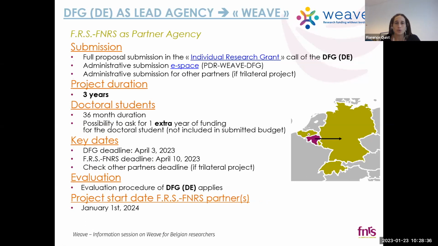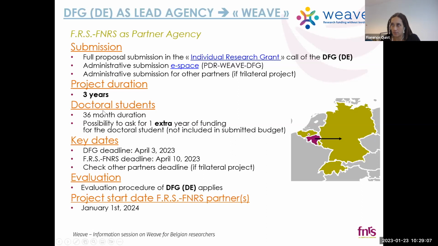Now, if you choose to apply for WEAVE at DFG, then the submission is a bit different. First of all, the main difference is that your project duration will be 3 years, not more, not less. So the full proposal submission, you have to do it in the individual research grant call of the DFG, with, of course, the administrative submission with DFG and of other partners.